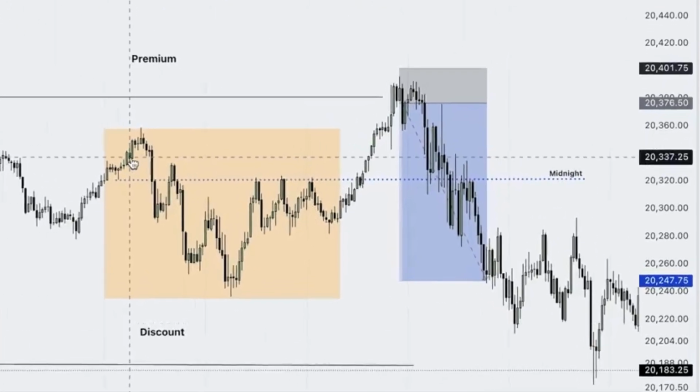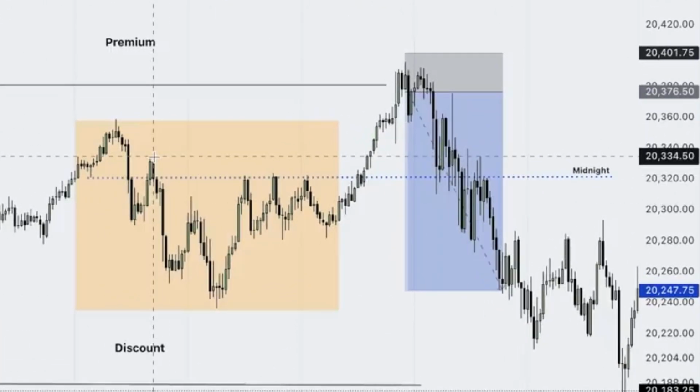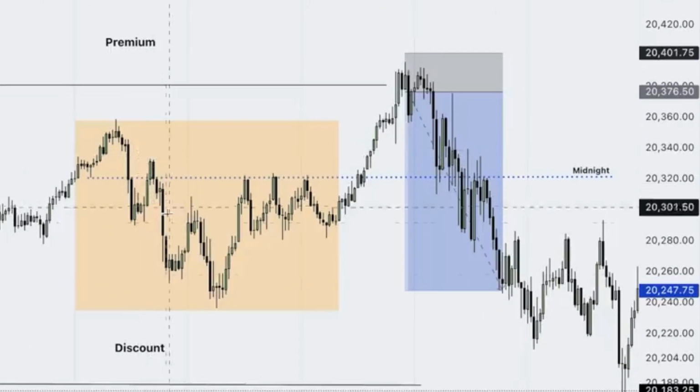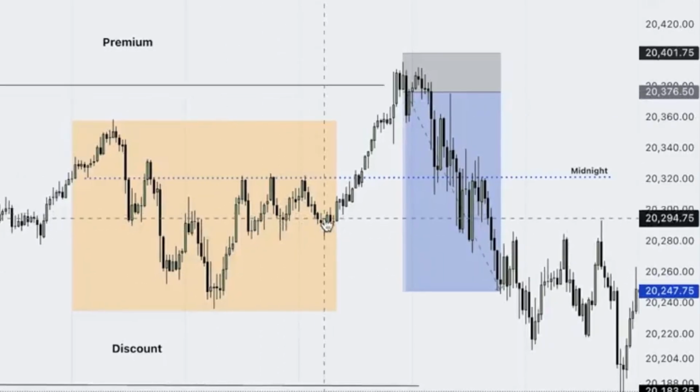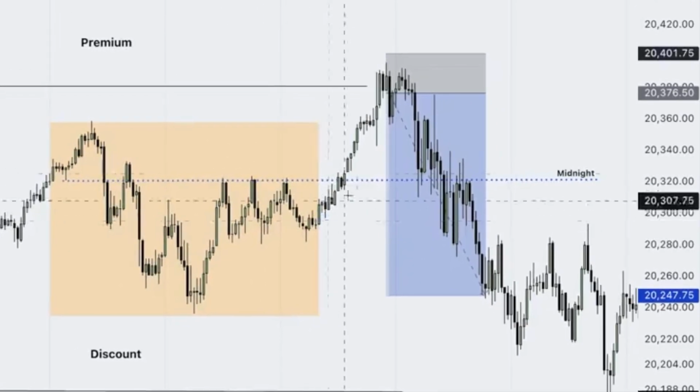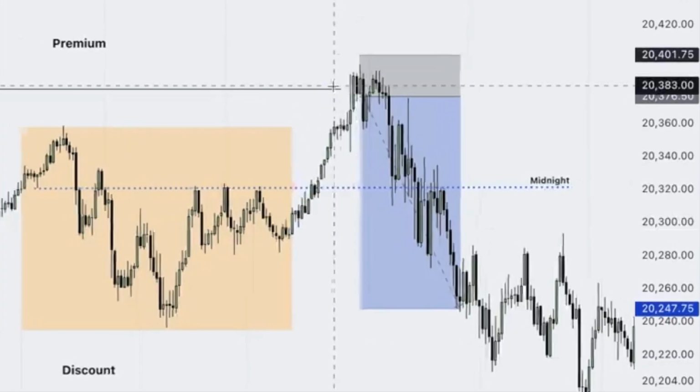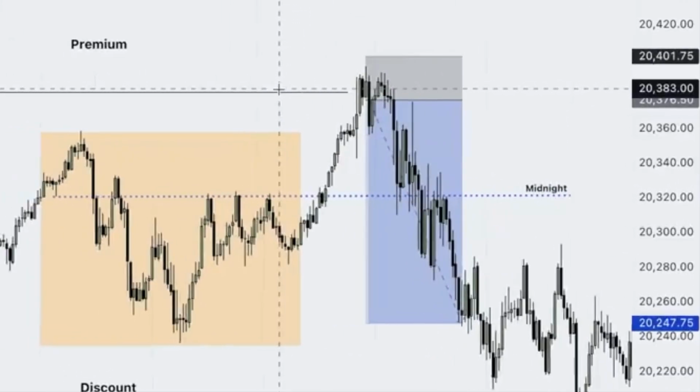If you see, a little different from Thursday, we didn't just go one direction up. We kind of chopped around, went both ways. And then coming into New York session, we had this manipulation leg up. And this is exactly what I want to see if I want to look for shorts, right?